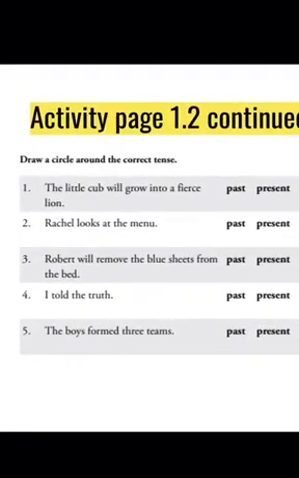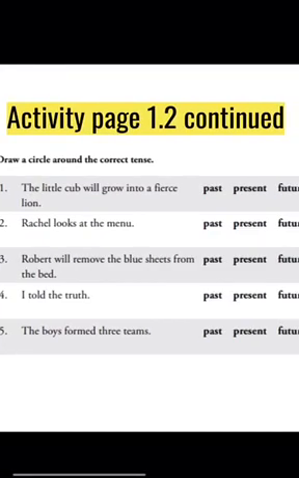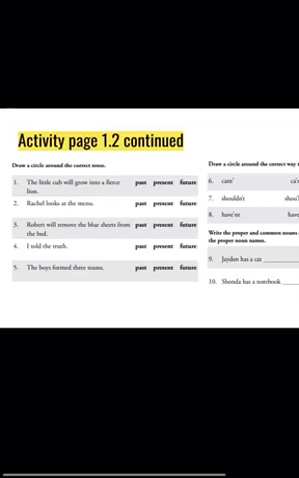Before we get into the apostrophes part, you're going to draw a circle around the correct tense. This is review as well. Number 1, the little cub will grow into a fierce lion. Are they talking about something in the past, the present, or the future? What do you think? They're talking about something in the future, right? And what made me think that is because they used the word will. That's your key word in that sentence. Okay, so you're going to complete that portion.